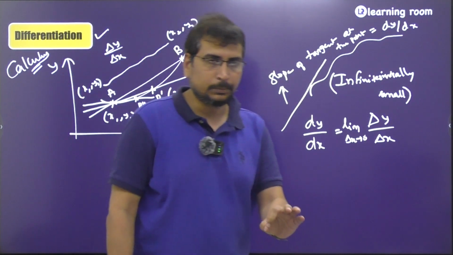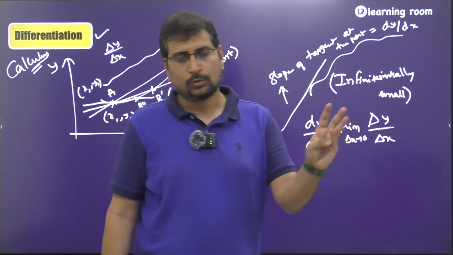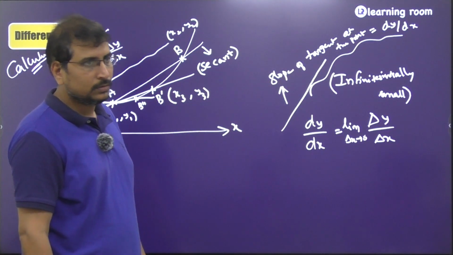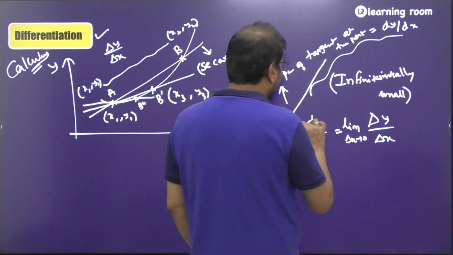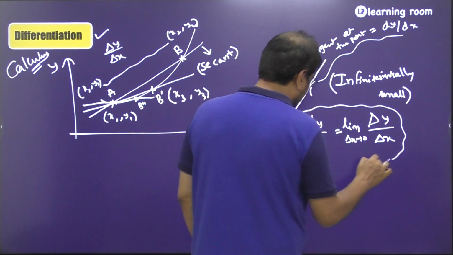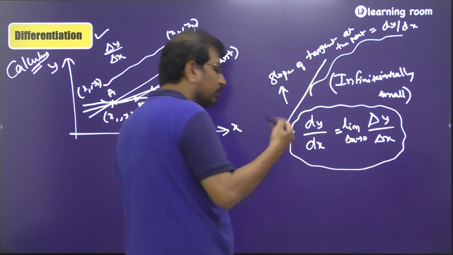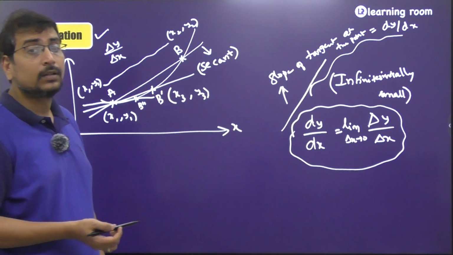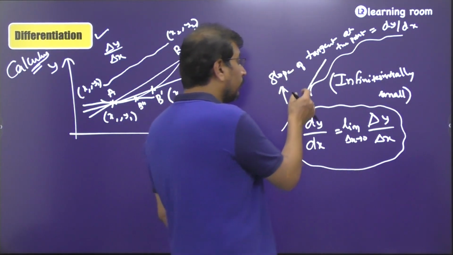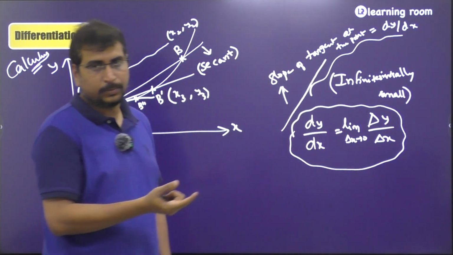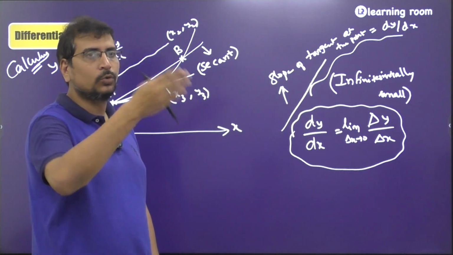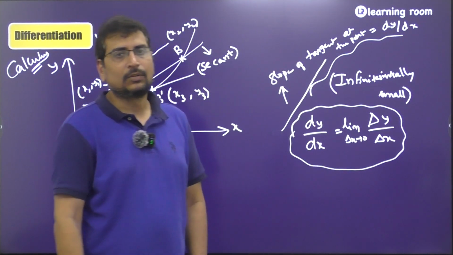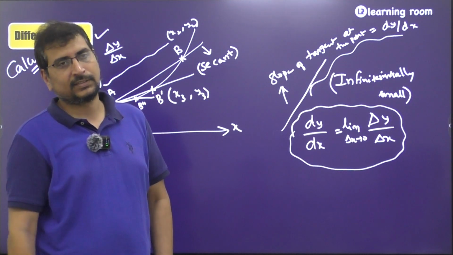So to put it very simply, differentiation and slope, they both are seen. Right? But when will you differentiate? I'll come to that. When you don't have a straight line, you draw a tangent at that point and find the slope of the tangent. That is what is called dy by dx.